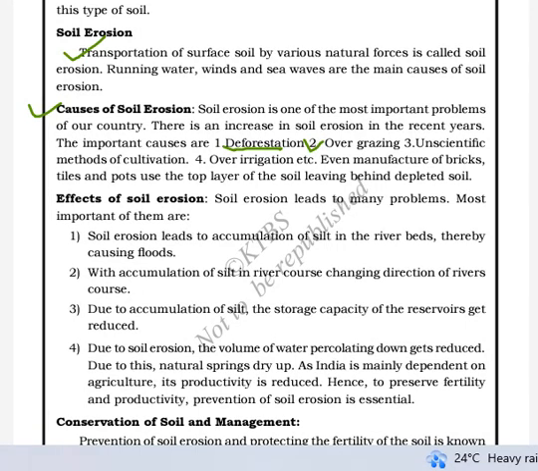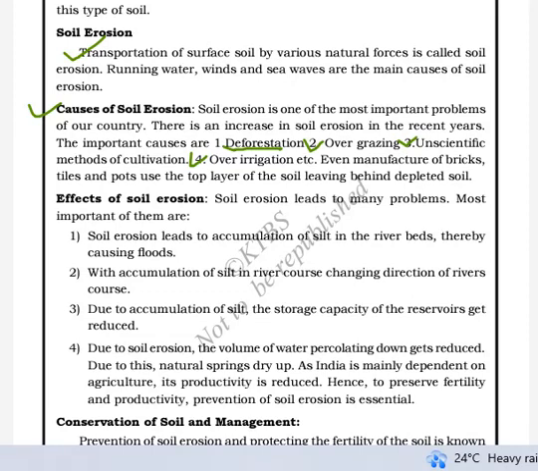Deforestation, overgrazing. Third is unscientific methods of cultivation. Nowadays, a lot of new techniques and methods are used for growing the crops. Those methods are also one of the causes of soil erosion. Next is over irrigation. In some places overwatering is done. That is also one of the causes of soil erosion. So if in the exam it is asked what are the different causes of soil erosion, first you will write deforestation, second overgrazing, third unscientific method of cultivation, and the fourth one is over irrigation.